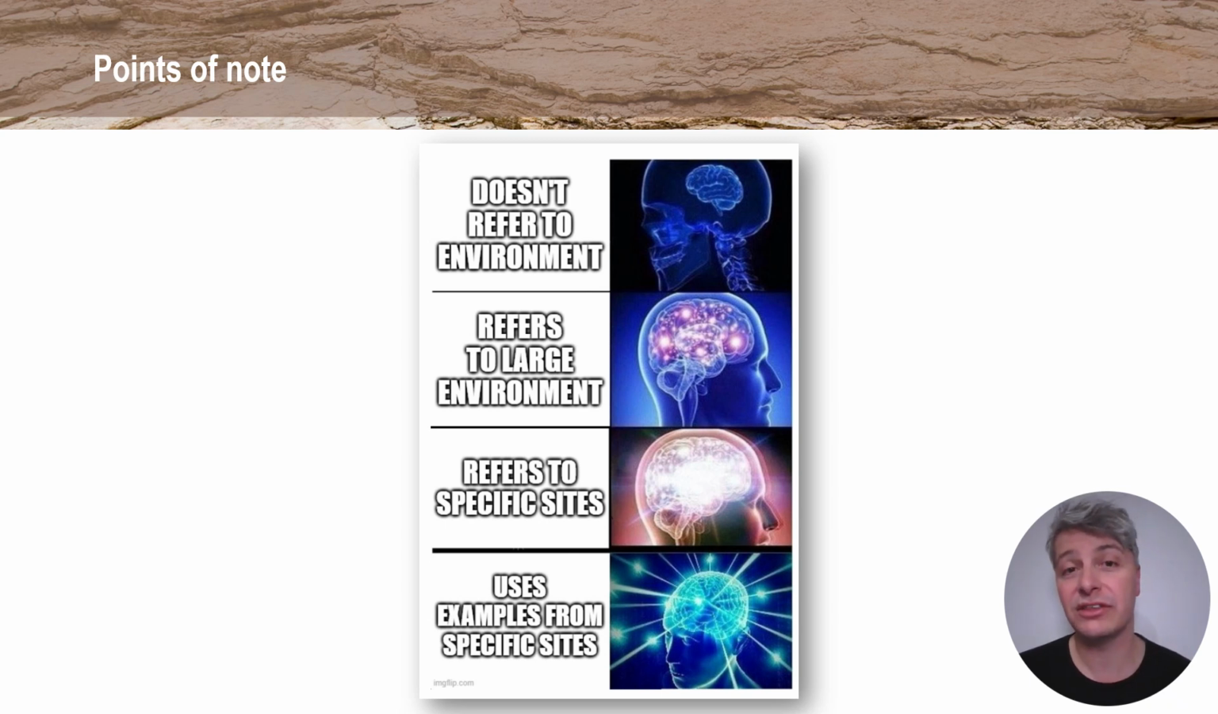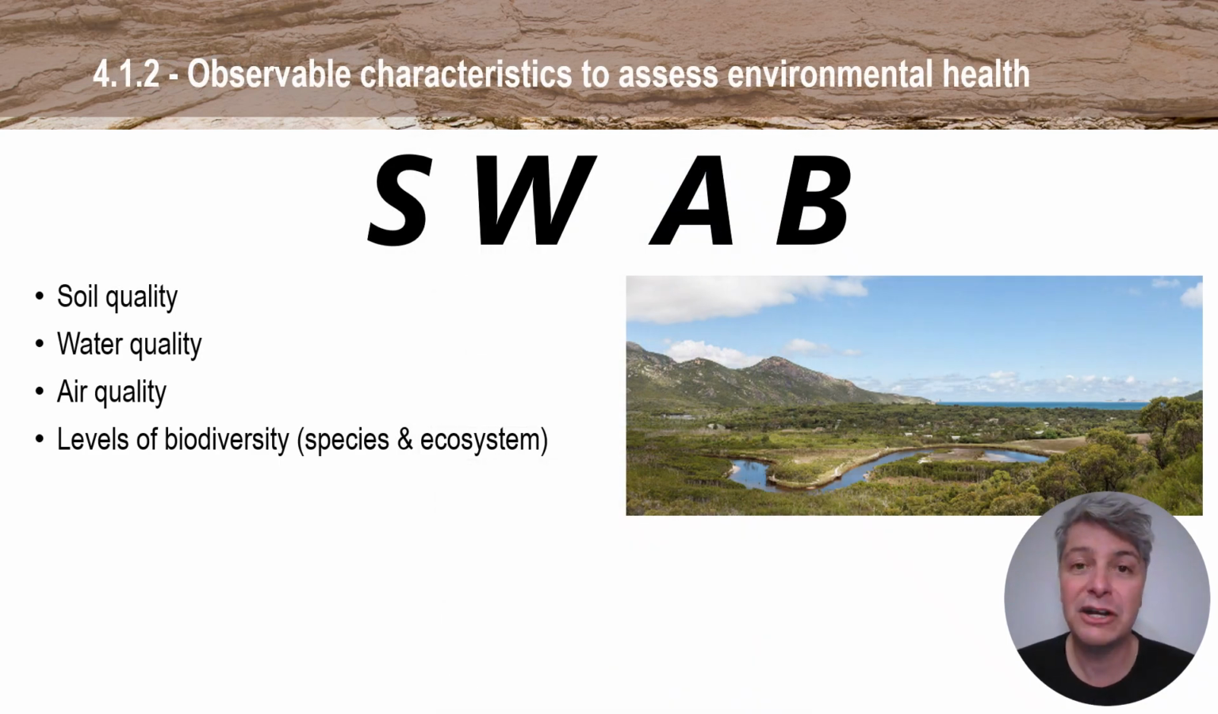So I'm just working my way down through this slide. You want to refer to specific sites, and then you want to use those examples from specific sites. I'll show you an answer in a little bit as we move through this video that does that. So this is a little acronym I use with my students, SWOB. It's just a nice, easy way to remember this, just in case you get a question about 2 observable characteristics with no supporting information there.